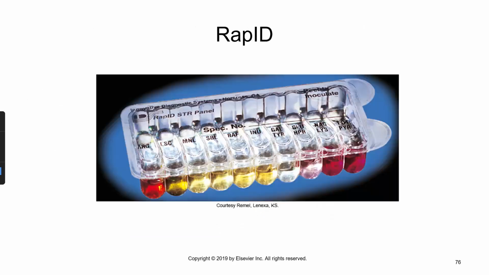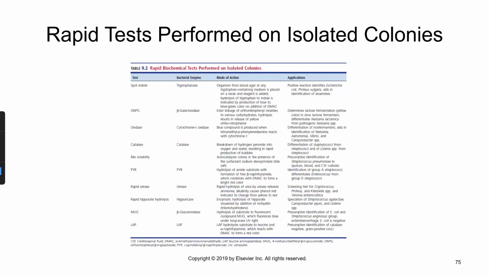Let me just go to one of these systems. This is somewhat what it looks like. Each one of these cups contains a different type of medium, and then we put the bacteria in all of the wells, and then the bacteria are going to interact with the media to either cause a color change or not based on whether they are metabolizing that substrate.